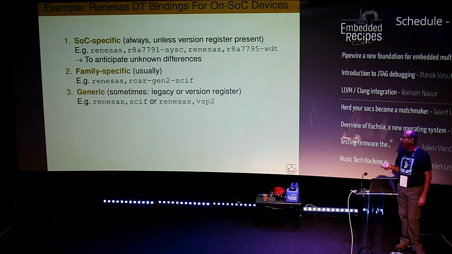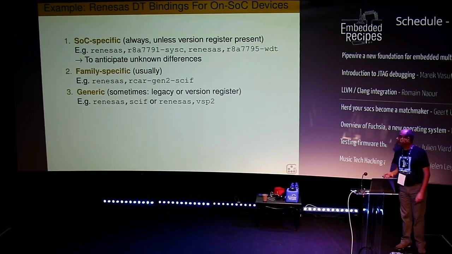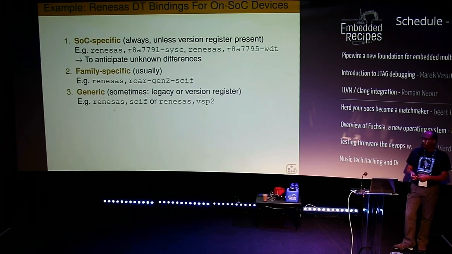Second, we usually have a family-specific compatible value as well. Like this is for the serial port on an R-Car generation 2 SoC, which has multiple members like H2, M2-W, E2. In some cases, we also have a generic compatible value. We try to avoid using that. The ones that are present are usually there because of legacy reasons, like we started with SCIF, the Renesas SCIF for serial ports, a long time ago, or we use the generic one if there's a version register present in the IP core, which is sometimes the case, like for the video signal processors on the Renesas R-Car SoCs, there is a version register, so we decided not to use an SoC-specific compatible value there.